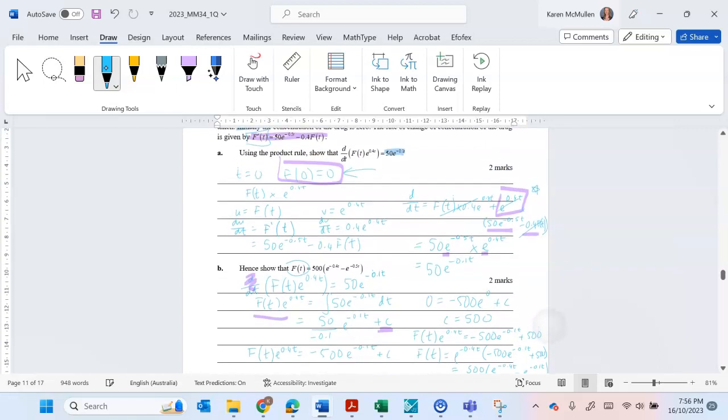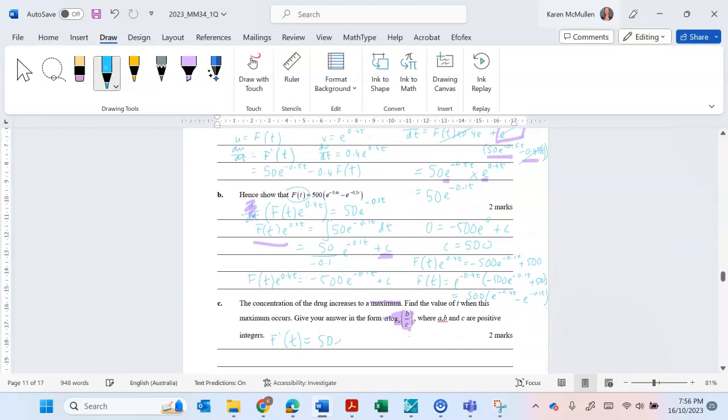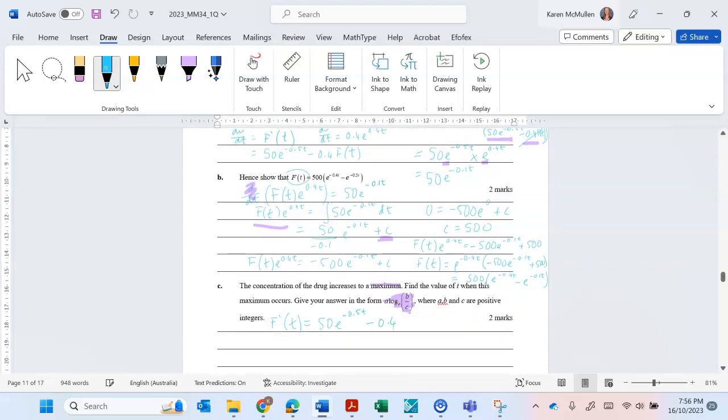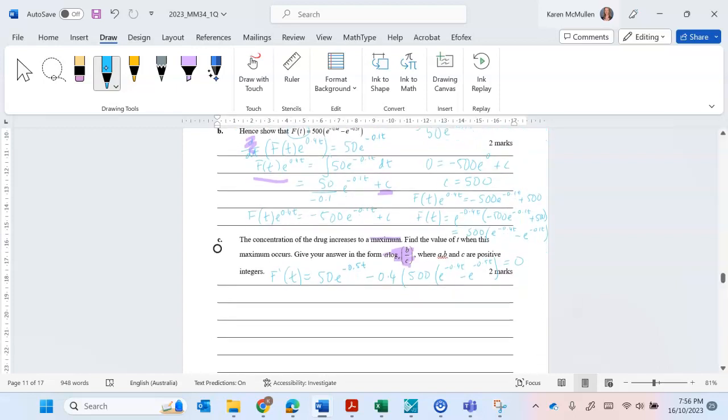50 e to the negative 0.5t minus 0.4. And then instead of writing f of t, I can just write what f of t is here, which is 500 times e to the negative 0.4t minus e to the negative 0.5t. And basically, that's going to equal 0. So we've got to solve for t when that is equal to 0. Oh God, what a pain.